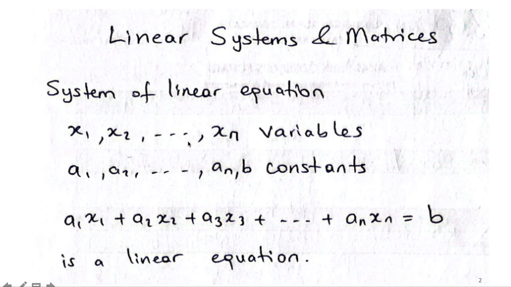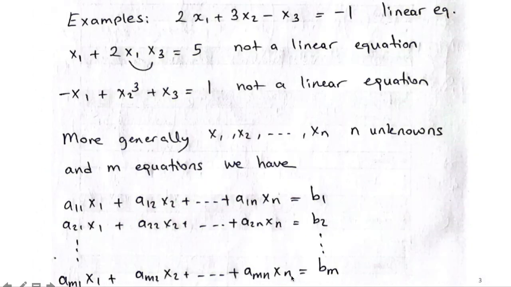So here is a system of linear equations. Usually we will denote our variables with x1, x2 all the way to xn, assuming that we have n number of variables. And the coefficients will be denoted by the constants a1, a2, an. And on the right hand side, in a linear equation, we will have the constant b. So this is a linear equation that you are already familiar with from your previous courses, actually.